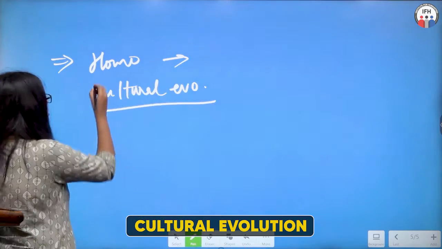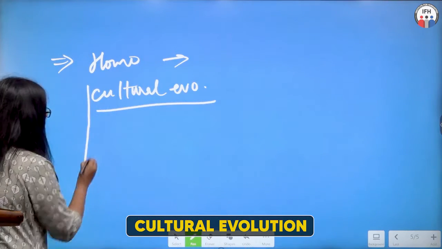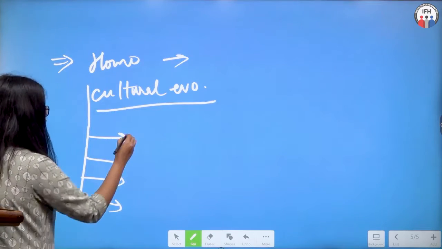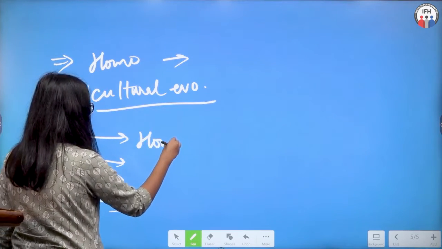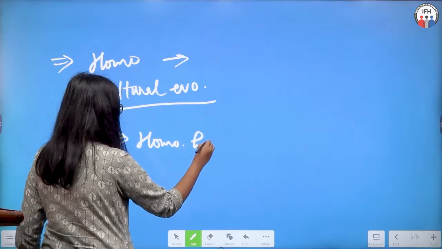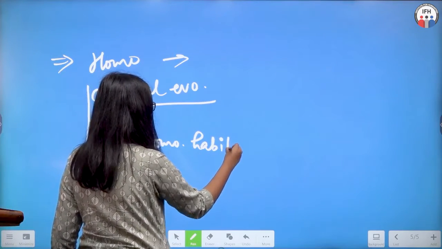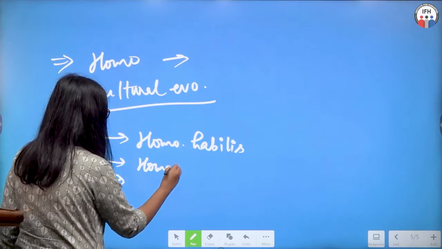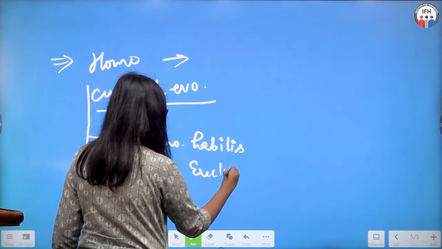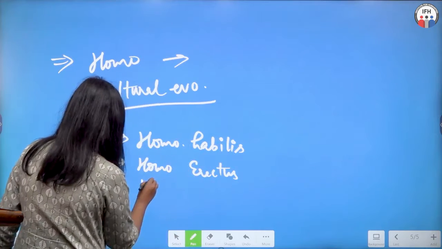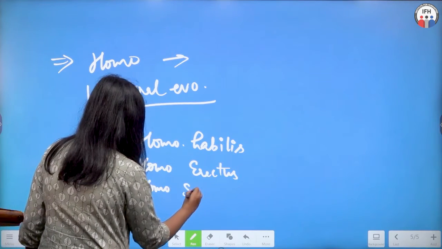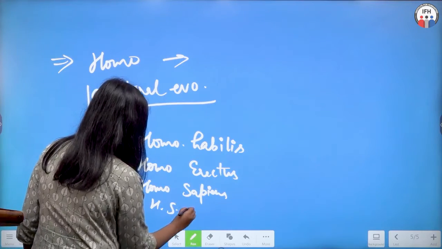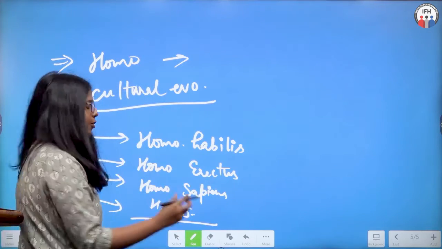So the first is Homo habilis. Again, you do not need to remember it if you don't want to. Then Homo erectus, Homo sapiens, and Homo sapiens sapiens. This is what we are today.